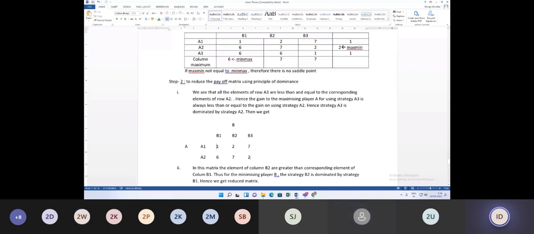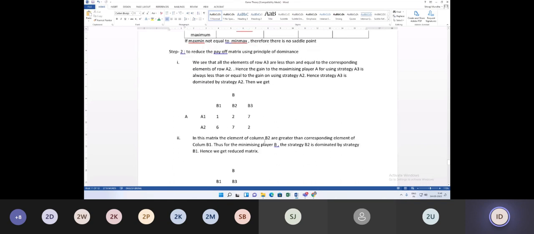No, sir. So here we see that the first column B1 is less than or equal to the second column, meaning whatever answer we get, B2 is definitely better than B1. So B2 is dominating B1. That is why B1 is going to be ignored. In this matrix, the elements of column B2 are greater than the corresponding elements of column B1.